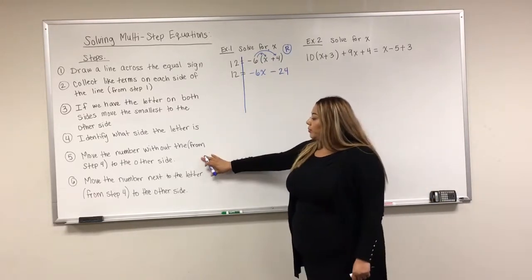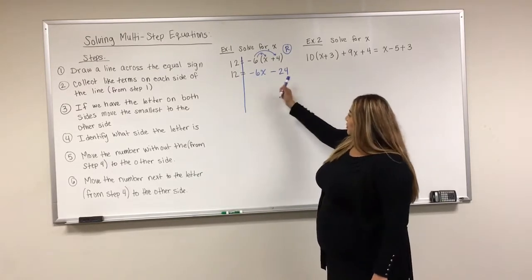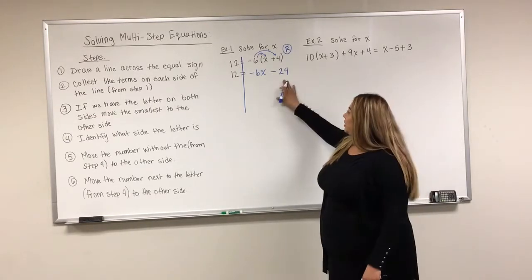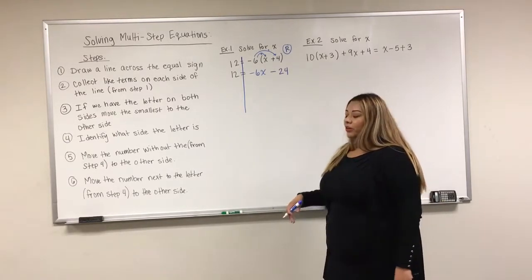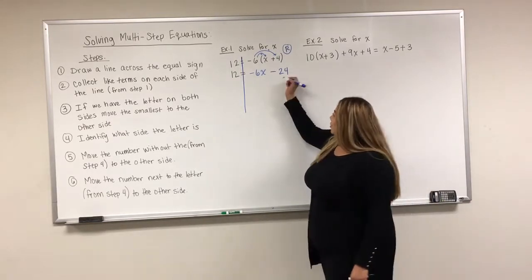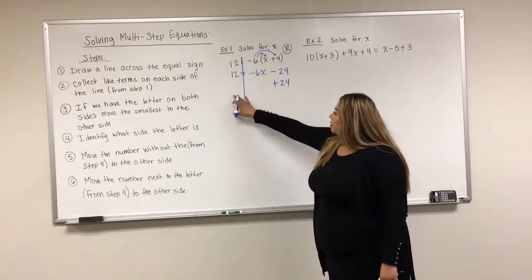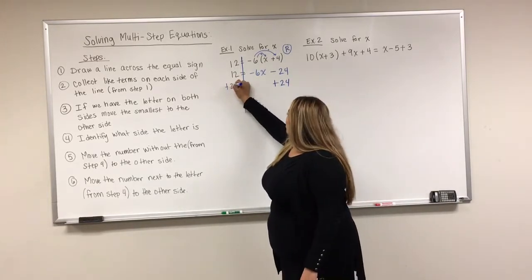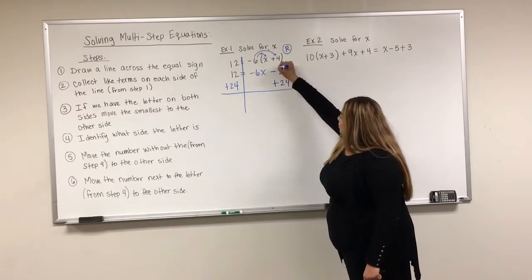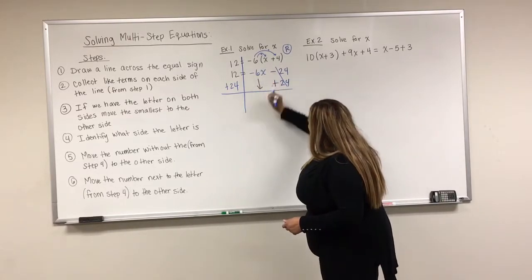Then we have to move the number without the letter from the right side. So right here, we want to move both the -6 and the -24. In this case, the one without the letter is the -24. In order for us to move it to the other side, we're going to do the opposite. Opposite of a negative will be a positive. Whatever you do on one side, you have to do it on the other to have them both equal to each other. -24 and +24 are going to cancel out. The -6x, just bring it down.